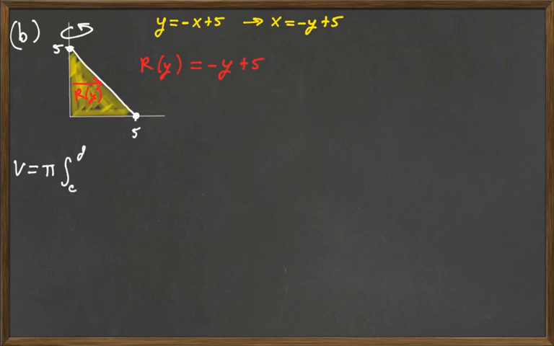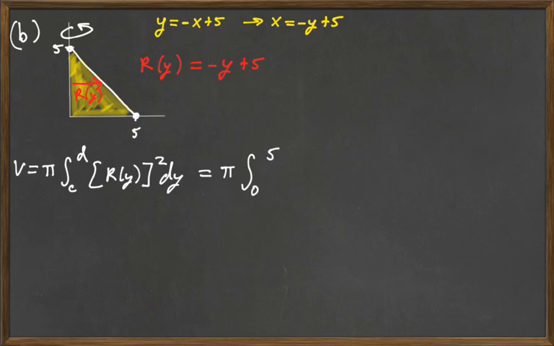Volume here is going to be pi times the integral from c to d, r of y squared dy. So pi, and then we're going from 0 to 5, so it ends up being the same there. So limits of integration are 0 to 5, and we're looking at the y-axis for those. Okay, negative y plus 5 squared dy. Now this is the exact same integral as the previous one, so we have some nice symmetry going on. So we're going to end up getting the exact same volume here. This is the exact same integral, other than it's y instead of x.